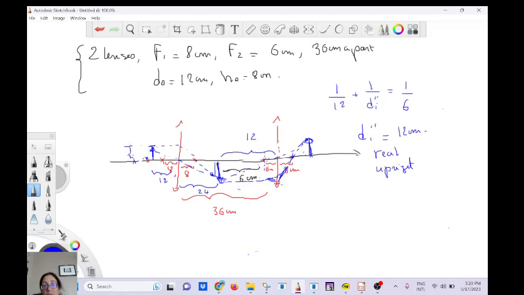Now the question was, the size here is 8 centimeters. So what's going to be the size there? First of all, you see that the size here is the same as this one, for the reason I have explained. You can show that it's going to be minus. The image is at 12, the object is at 12, so the magnification is minus 1. So this one relative to that one is going to be the same size, but inverted.